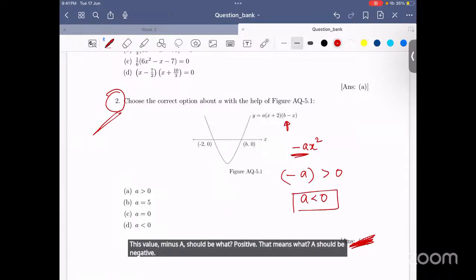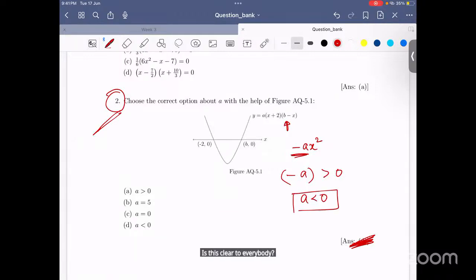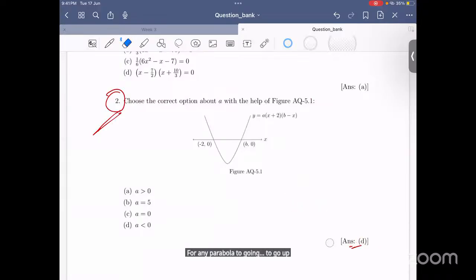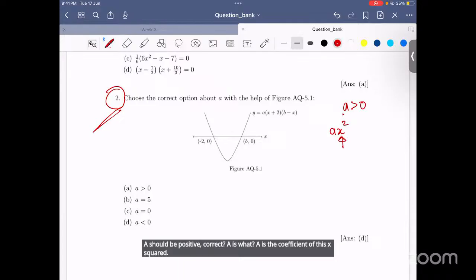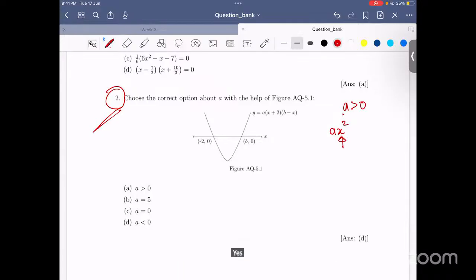Is this clear to everybody? Sir, can you explain one more time? Yeah. What I was saying is, for any parabola to go upward, a should be positive, correct? A is the coefficient of this x square, in ax square plus bx plus c. So here also you just have to take care of the coefficient of x square.